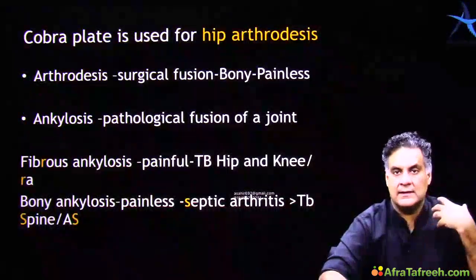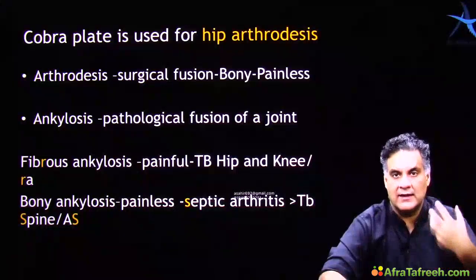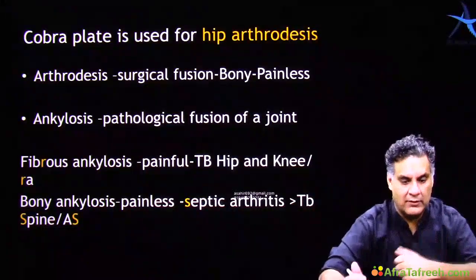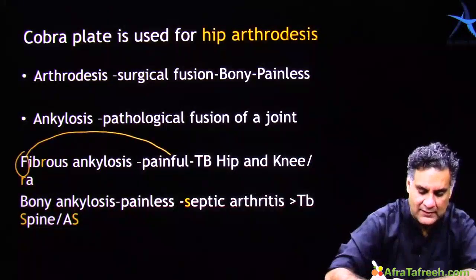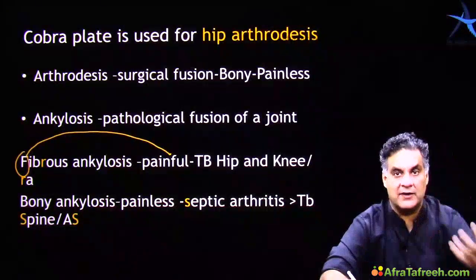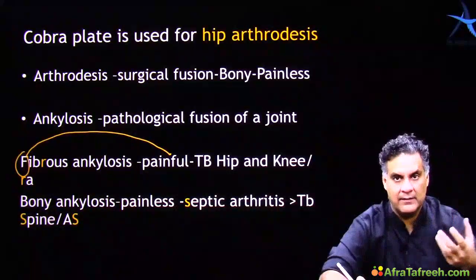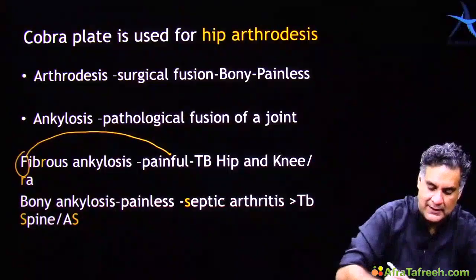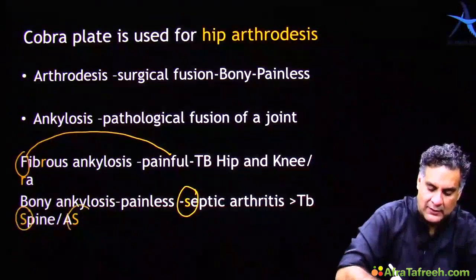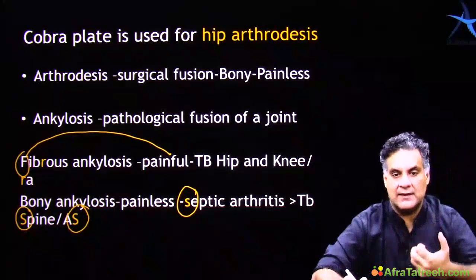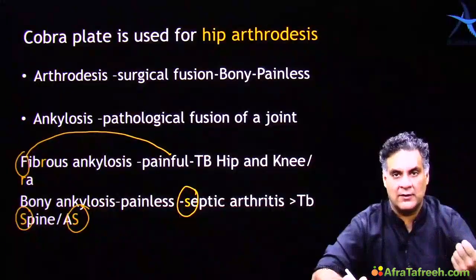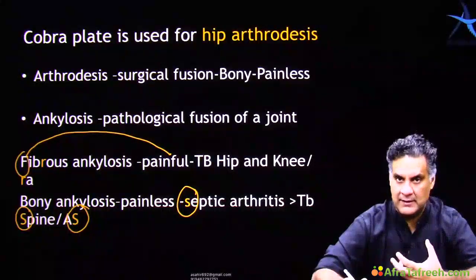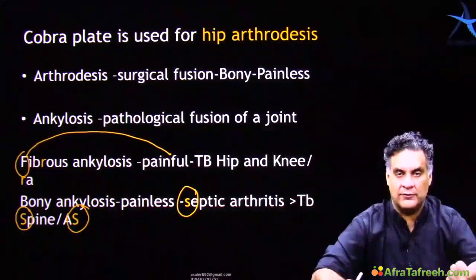When you look at the outcomes of joint disorders, you can have ankylosis, which is a pathological fusion of a joint. It can be fibrous, which is painful, because fibrous has F and painful has F in it, and it is seen in tuberculosis of the peripheral joints and RA. Bony fusion, which is rock solid fusion, is seen in joint infection like septic arthritis, spine TB or ankylosing spondylitis. As for septic, spine TB or ankylosing spondylitis, S. And when there is a surgical fusion of a joint, it will always be bony, but it will be painless. An example is the cobra plate used for hip arthrodesis.